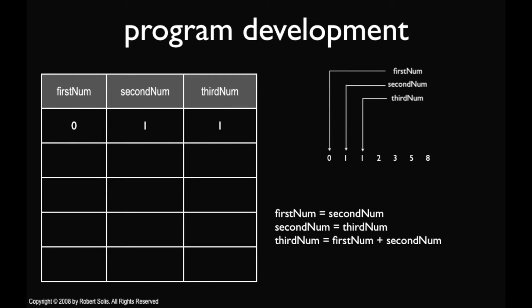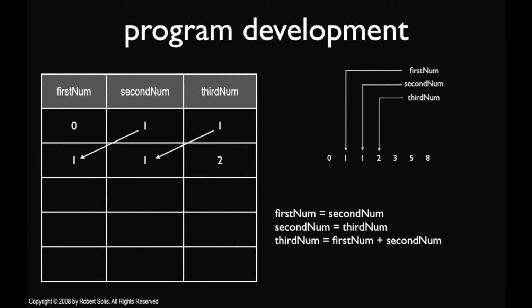Okay, so that's what we have for our equations. So check this out. When I shift everything over, as you can see over here, now first num is going to equal second num, second num is going to equal third num, and third num is going to be the addition of these two. So that's exactly what's happening in this table.